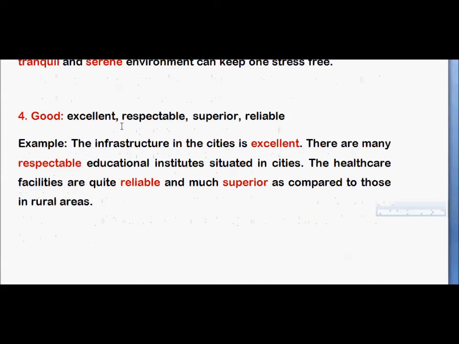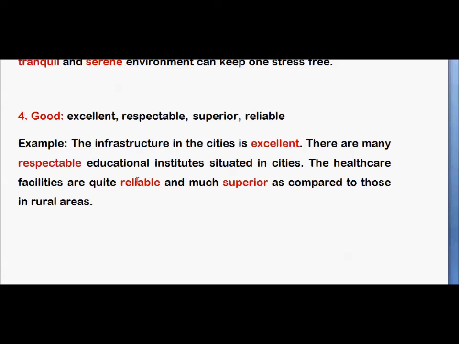Good: excellent, respectable, superior, reliable. Example is the infrastructure in the cities is excellent. There are many respectable educational institutes situated in cities. The healthcare facilities are quite reliable and much superior as compared to those in rural areas.